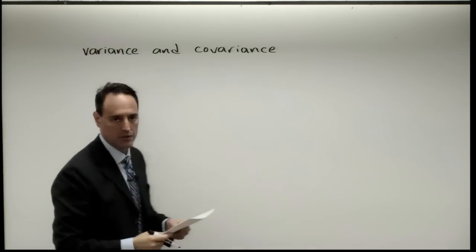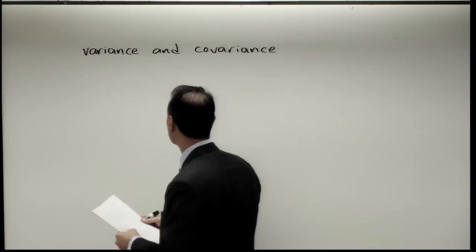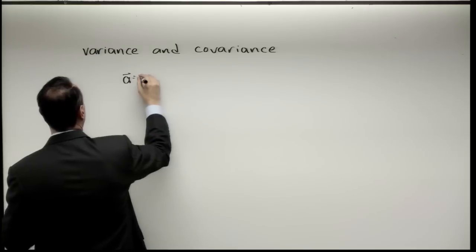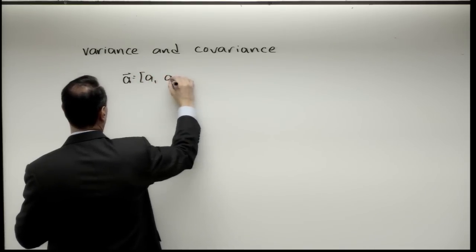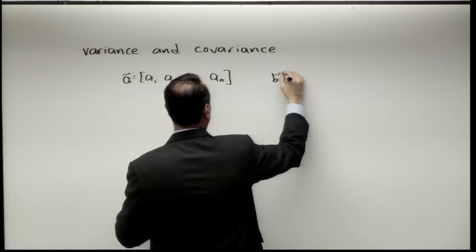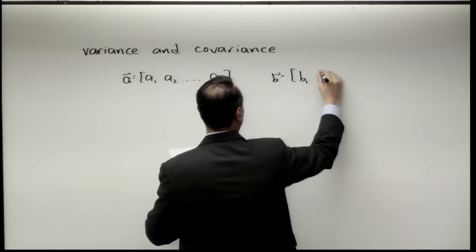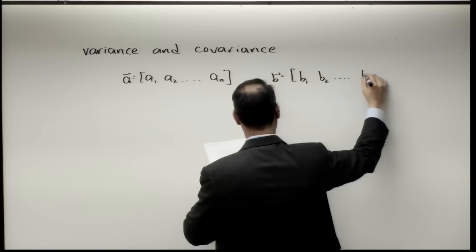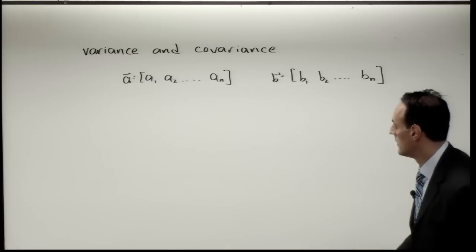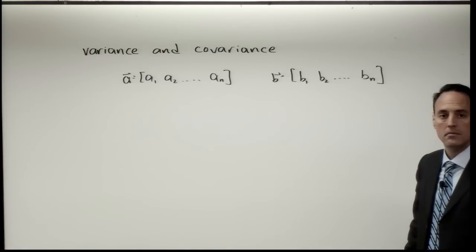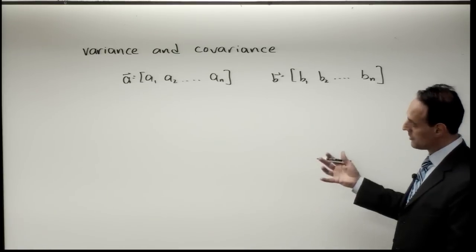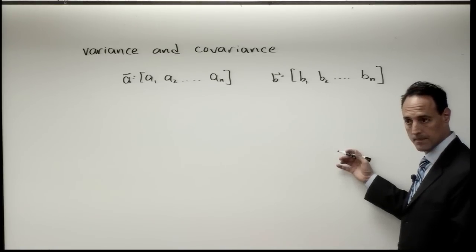So how do we compute these things? All right, well, consider two vectors, A, which is some components A1, A2, all the way to An, and a vector B. And let's say that these two things are collections of data, A and B. And what I would really like to understand is, is there a relationship between A and B?